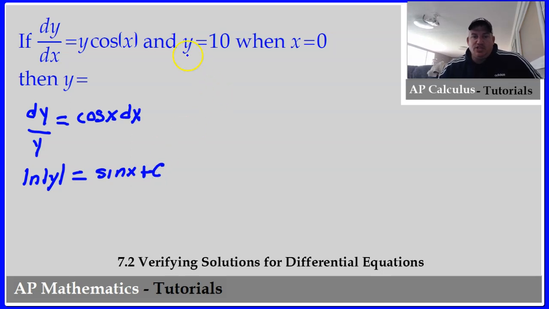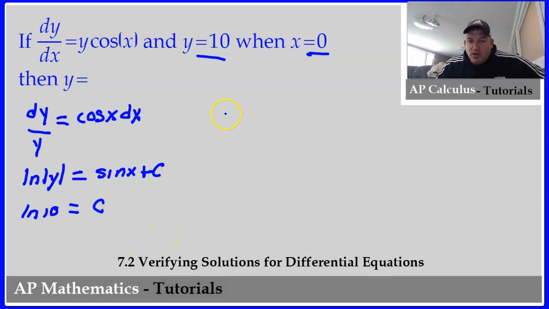We have the initial condition that y is 10 when x is 0. So we can put 0 in for the sine, and sine of 0 is 0. So I get c. Then put 10 in, and I get the natural log of absolute value of 10, which is just the natural log of 10. So we do have a value of c to be the natural log of 10.